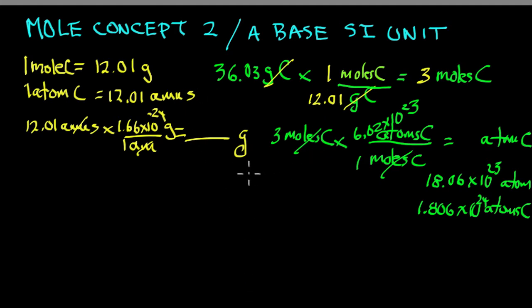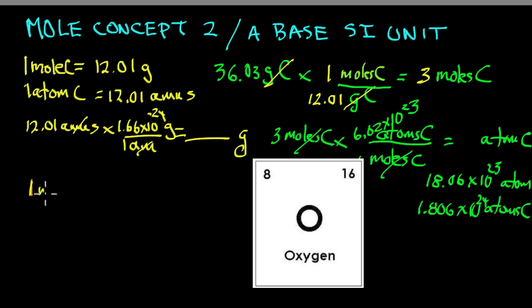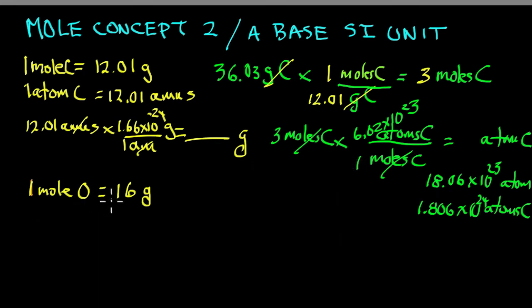Simple conversions. Now what happens if we have a mole of oxygen atoms? Same thing. You look up the periodic chart. That's 16 grams per mole. Okay. How many atoms is that? 1 mole. 1 mole of anything is the same thing. 6.02 times 10 to the 23rd atoms of oxygen.